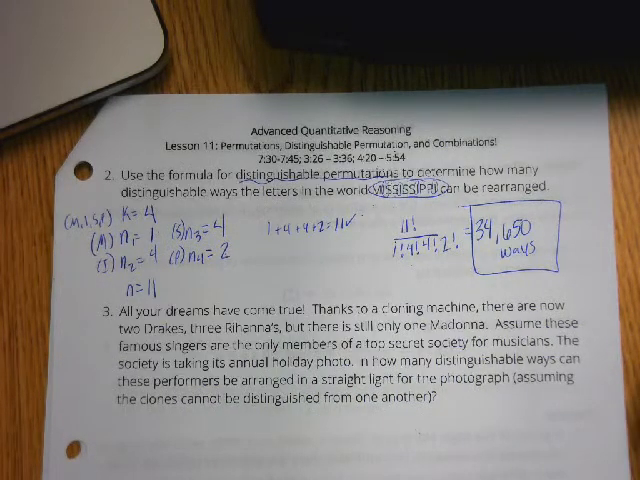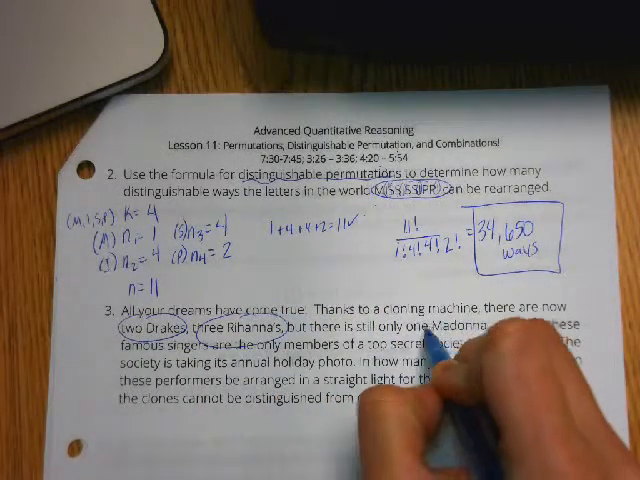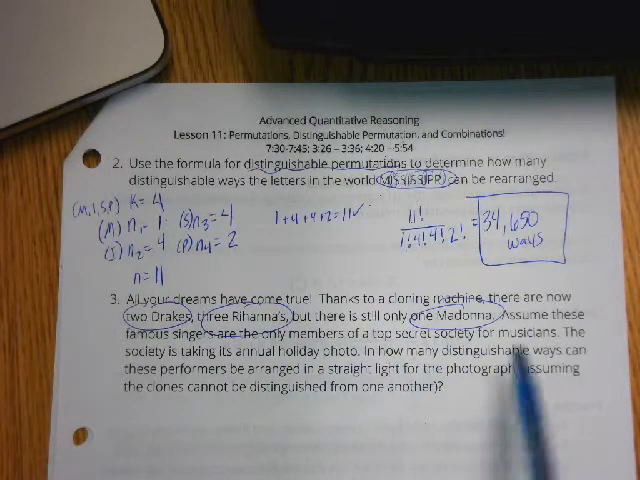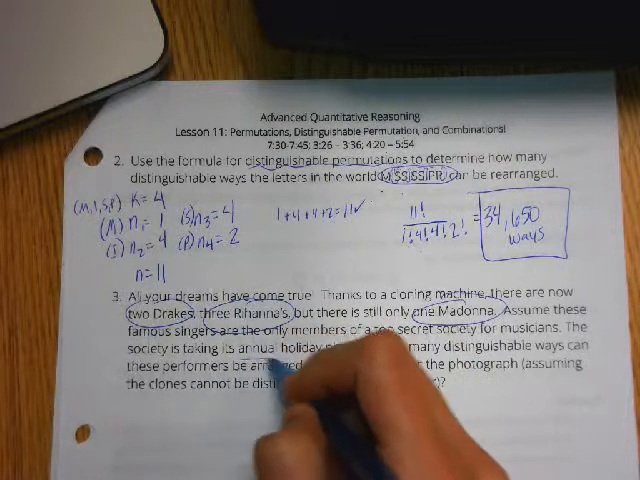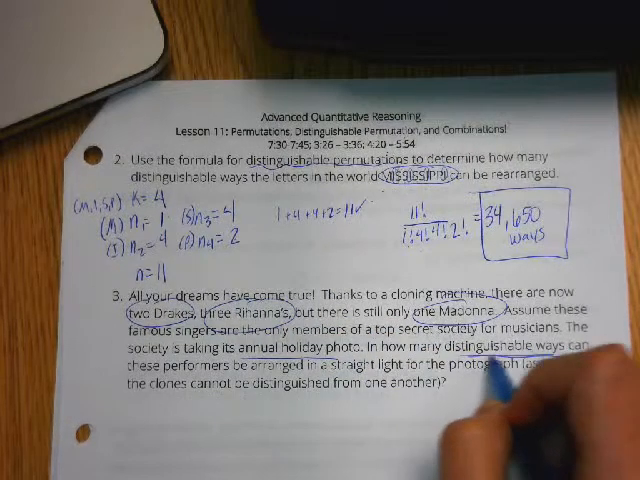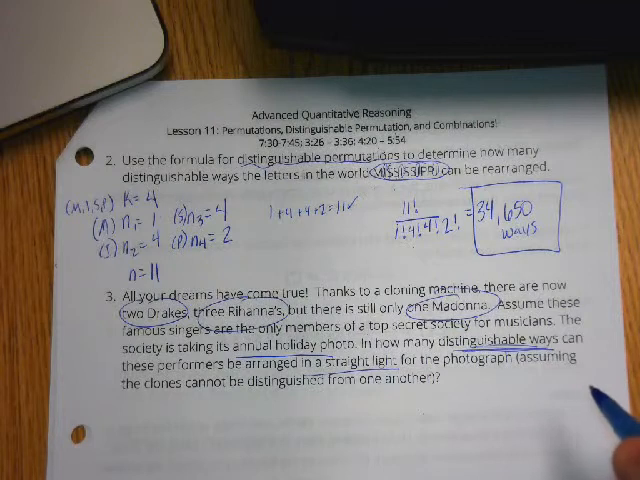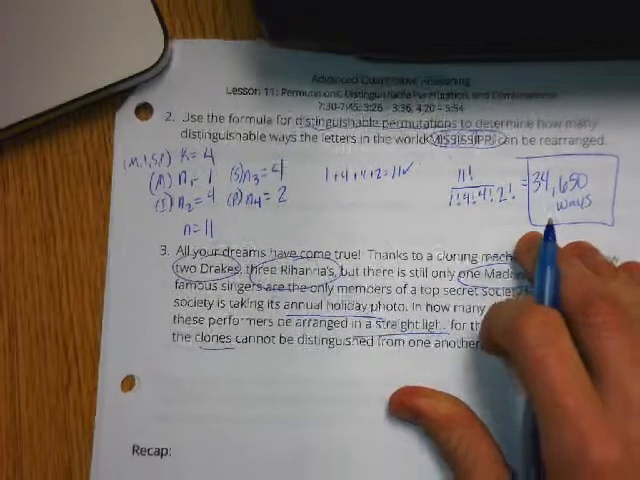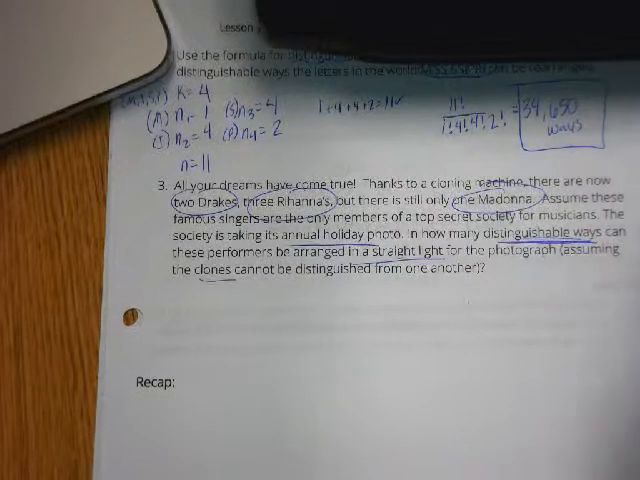So let's talk about number 3. All of our dreams have come true. Thanks to a cloning machine, there are now 2 Drakes, 3 Rihannas, but there's only 1 Madonna. So assume these are members of a top secret society, and they're taking their annual holiday photo. And how many distinguishable ways can these performers be arranged in a straight line for the photograph? So this assumes that the clones, we can't tell them apart.